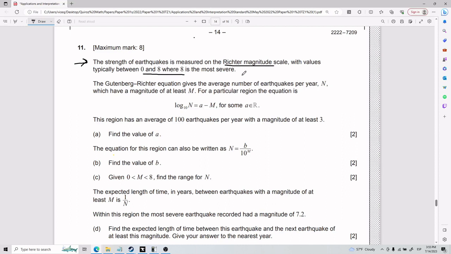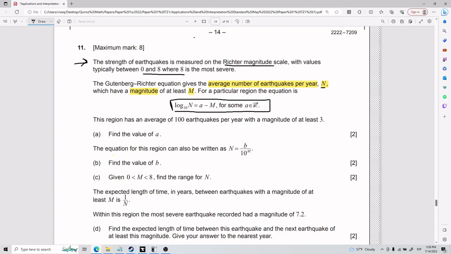The Gutenberg-Richter equation gives the average number of earthquakes per year, N. Okay, so what is N? N is the average number of earthquakes per year which have a magnitude of at least M. So M is going to be magnitude. Okay, for a particular region, the equation is blah. So this here is my equation.